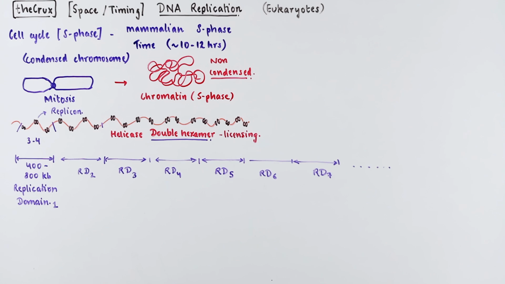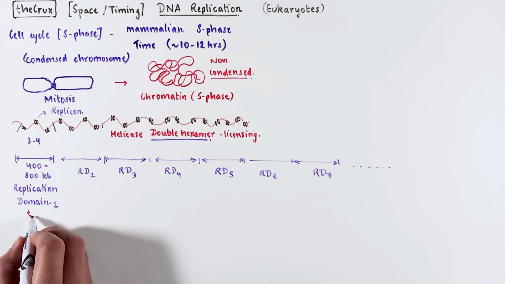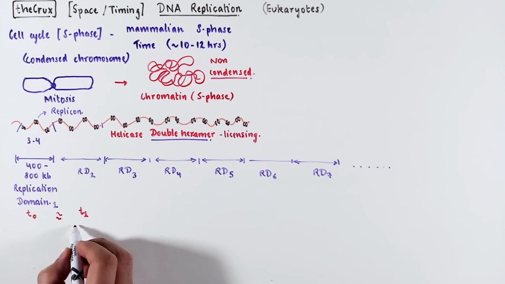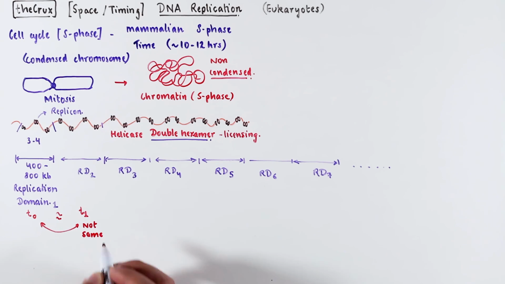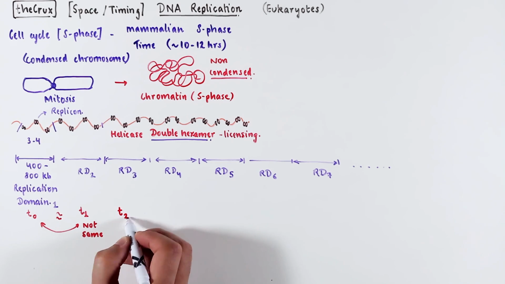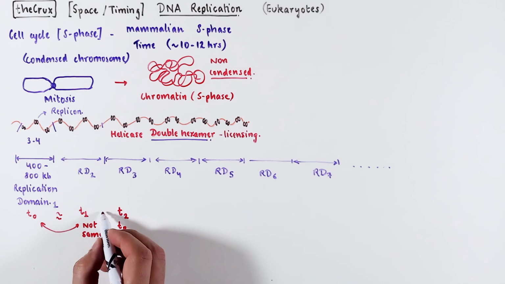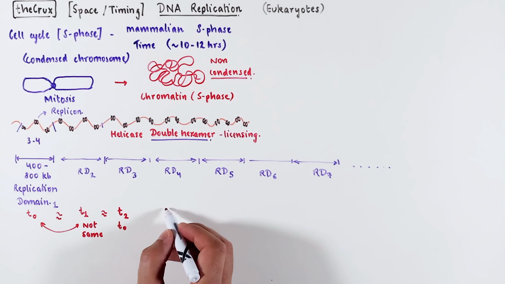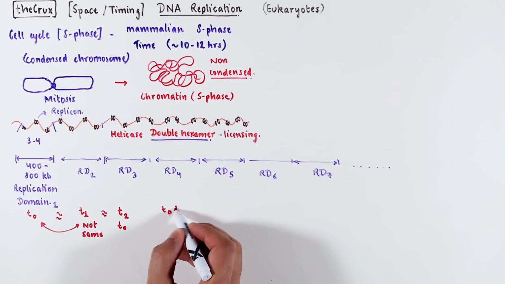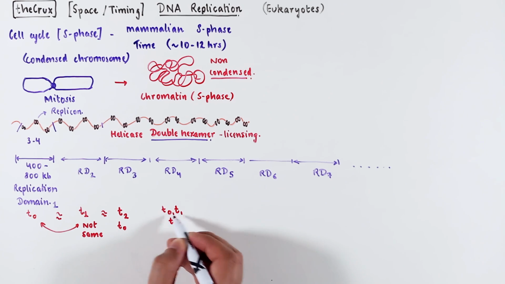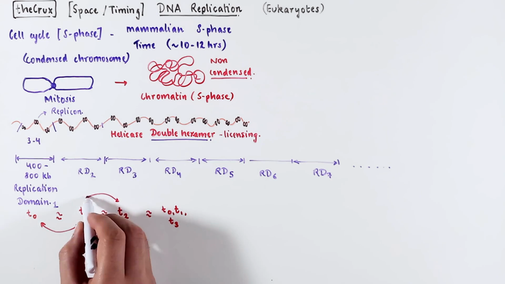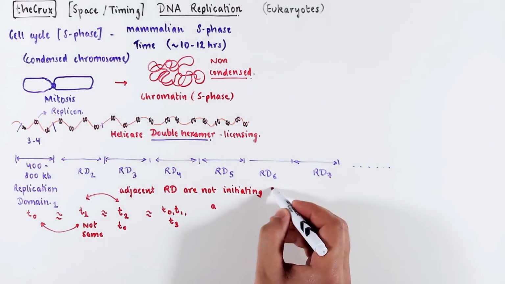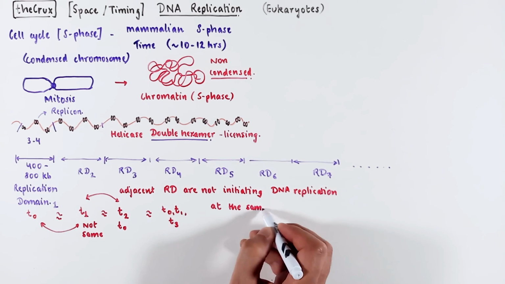When it comes to the timing of replication, let's say RD1 starts at time 0, then RD2 starts at time t1. Now, t0 and t1 are almost similar in time, but they're never exactly the same. Then RD3 can have a start time of t2, and it can be t0 as well. T1 and T2 are similar but not identical. Then RD4 can start at time 0, T1, or time 3. The pattern here to observe is that the adjacent domains are never starting the replication initiation at the same time. If that was the case, then you cannot partition, and it would all be one single domain.